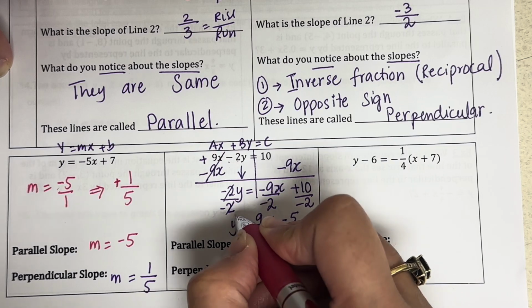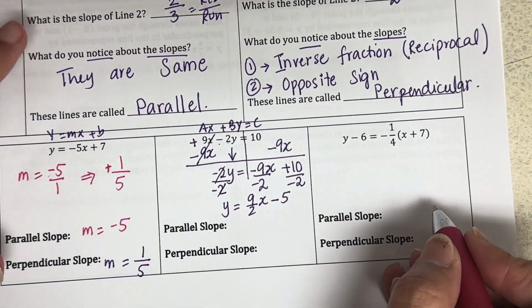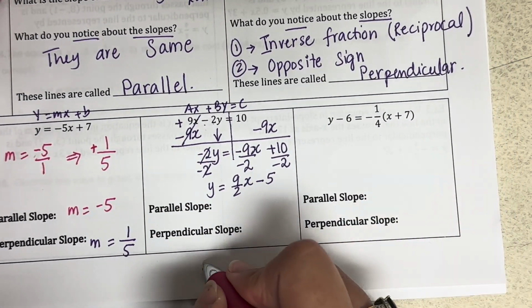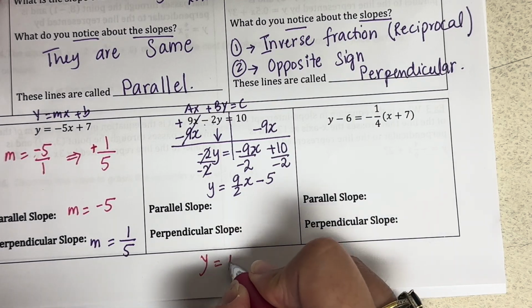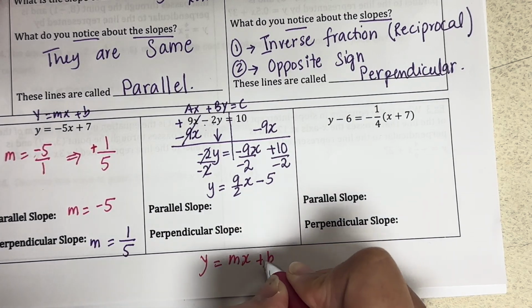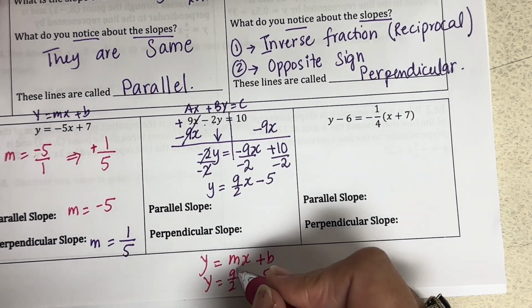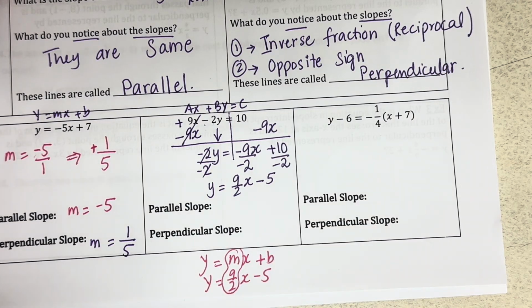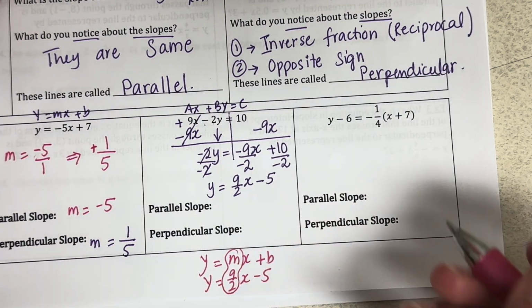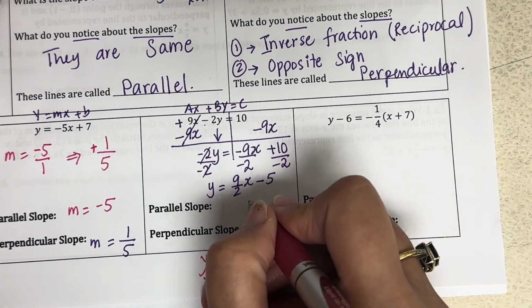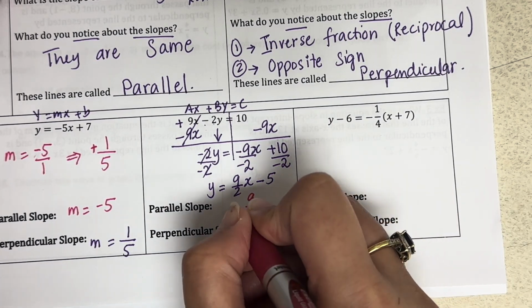Now I have this in my slope-intercept form. So you just have to match y equals mx plus b. So m is 9/2, so your slope is 9/2. Your fact says that parallel lines have the same slope, so it should be 9/2.